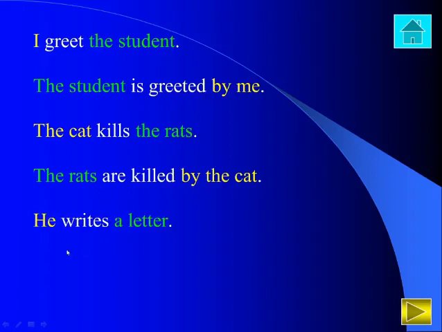He writes a letter. How can we change this one? A letter is written by him. How? Because it is a letter, we use 'is'. If this one is letters, then we will use 'are'. Letters are. So here only one. A letter is written by him. Okay.